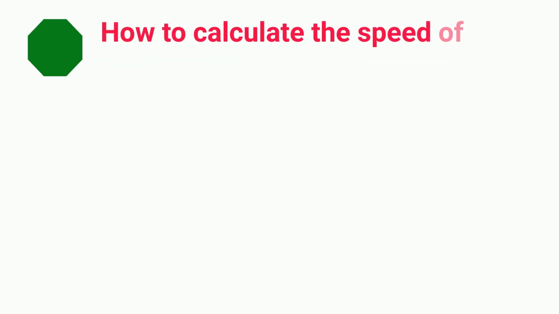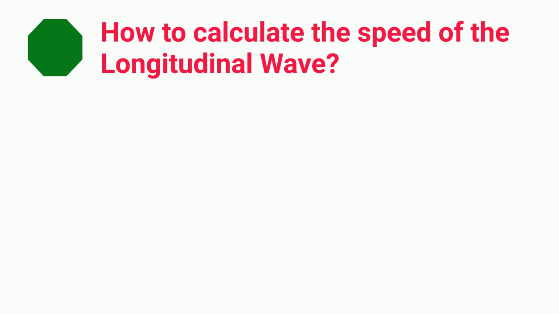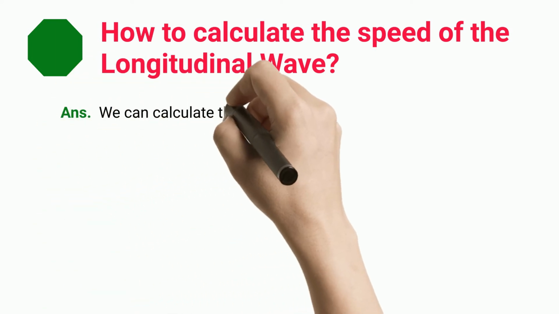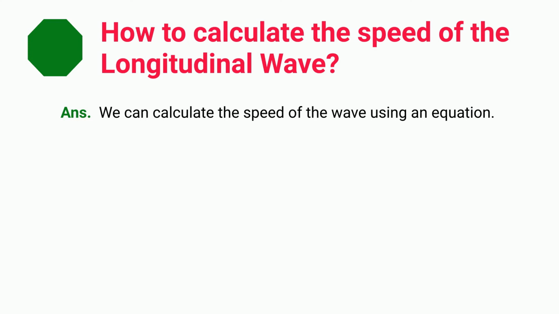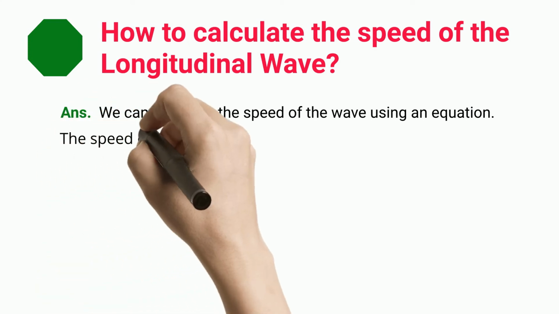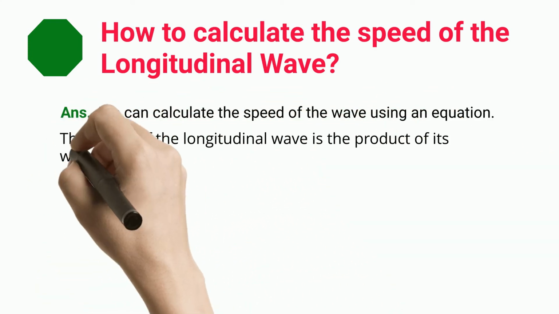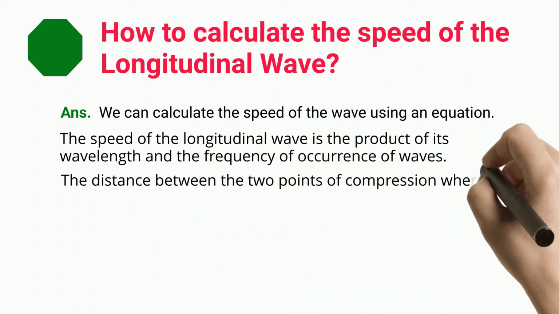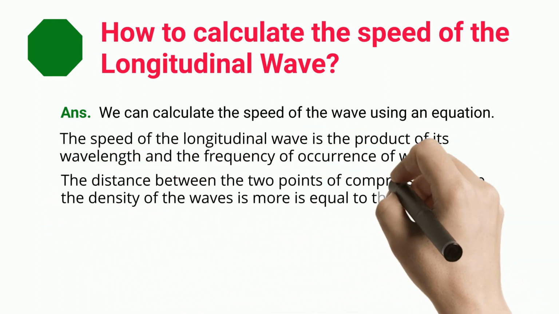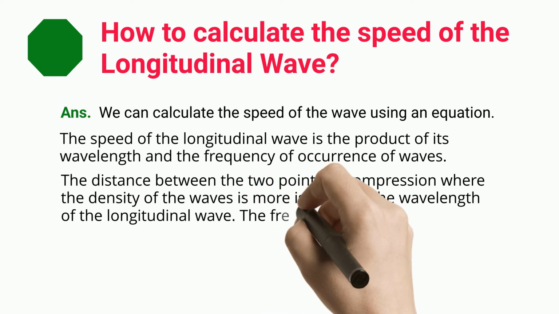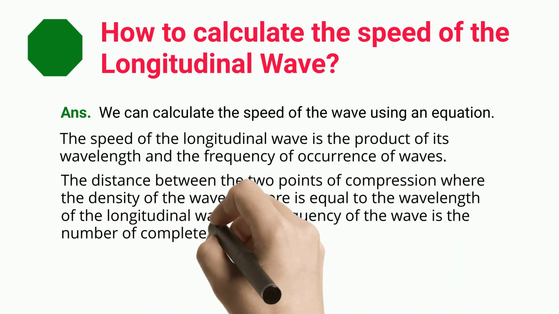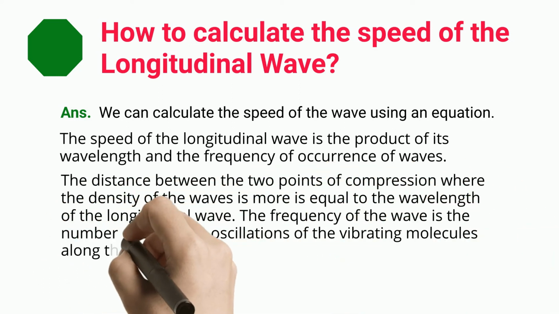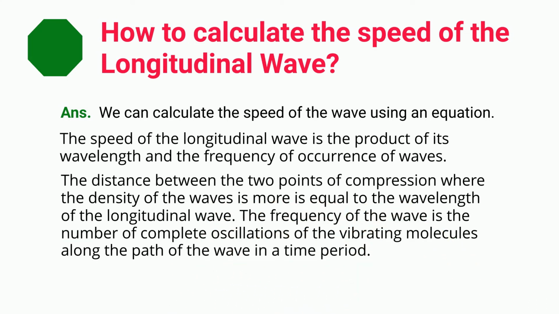How to calculate the speed of the longitudinal wave? We can calculate the speed of the wave using an equation. The speed of the longitudinal wave is the product of its wavelength and the frequency of occurrence of waves. The distance between the 2 points of compression where the density of the waves is more is equal to the wavelength of the longitudinal wave. The frequency of the wave is the number of complete oscillations of the vibrating molecules along the path of the wave in a time period.